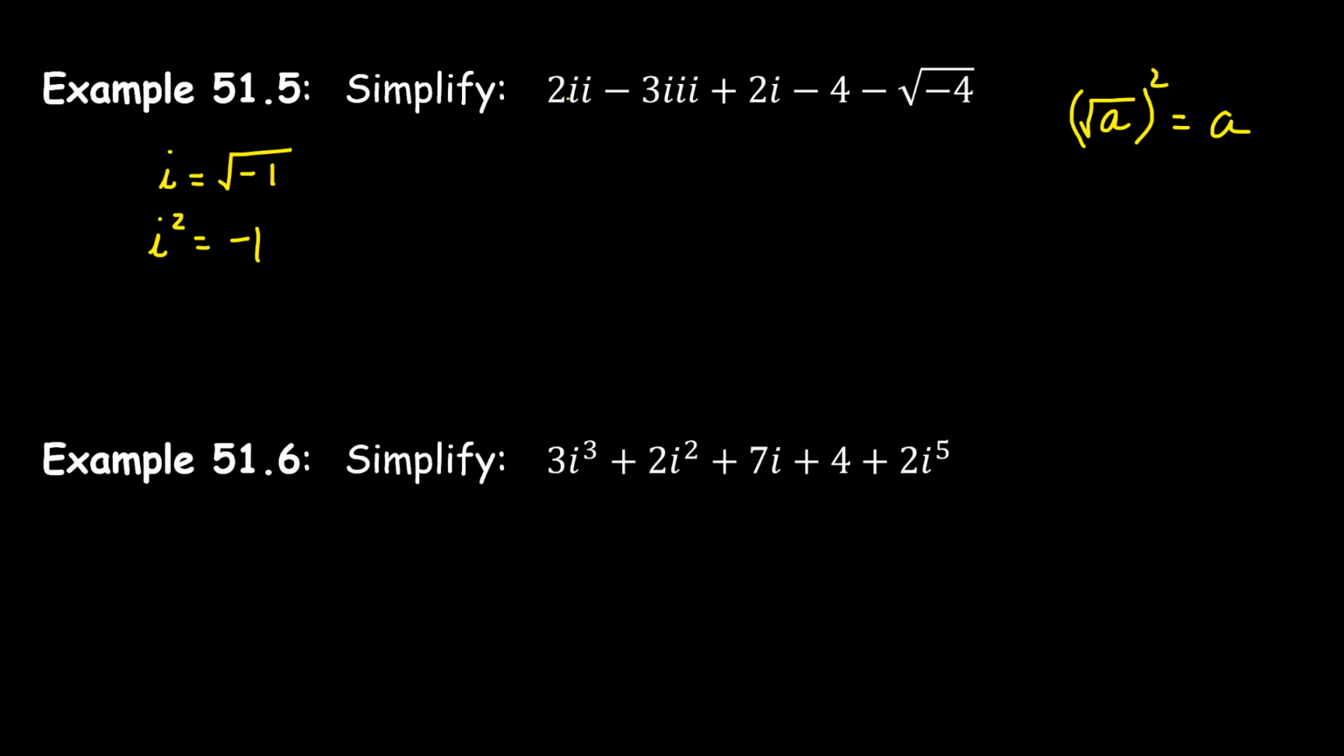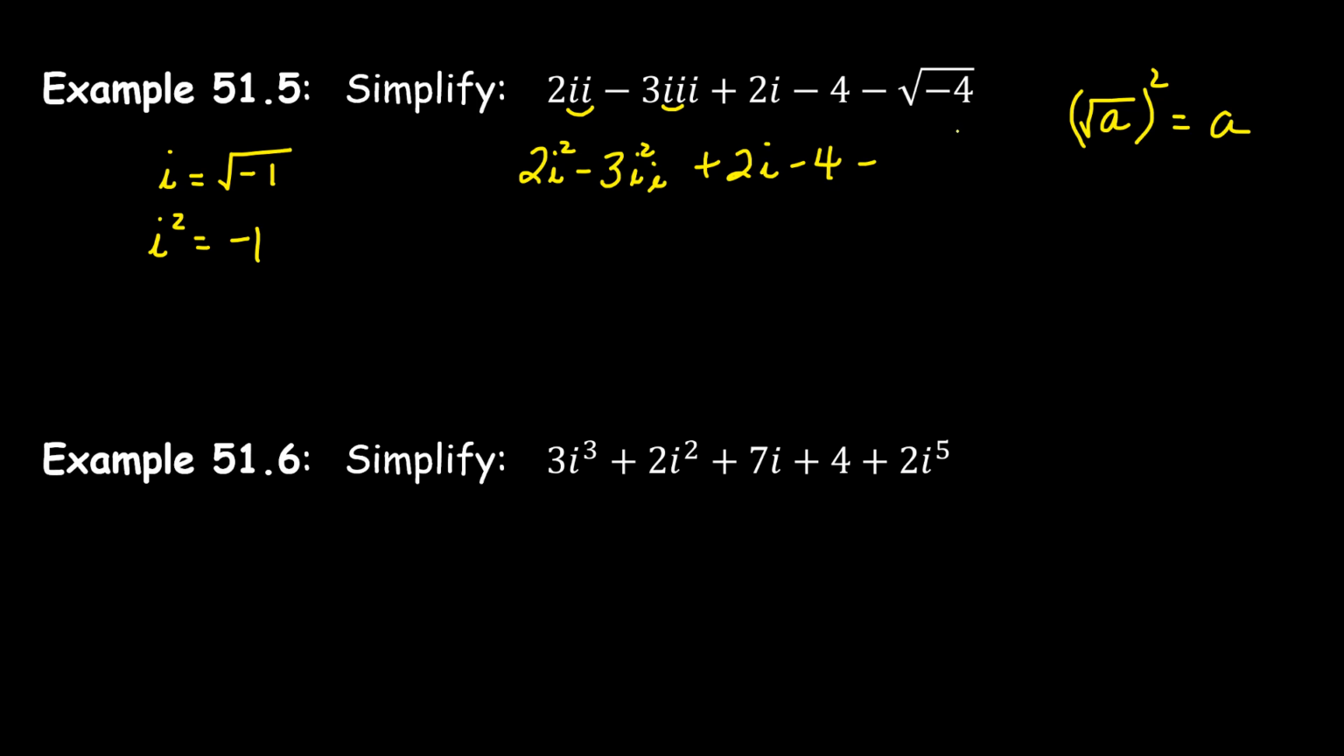So what we're going to do in this problem is group our i's in groups of 2 so that we'll have i squared and we can exchange those for -1. So here you have 2i squared minus, and then you've got 3i cubed, so you've got 2 i's right there. I'm going to call those i squared, and then you have 1 i left over, so I'm just going to put that there. Okay, and then plus 2i minus 4 minus, now you have the square root of -4.